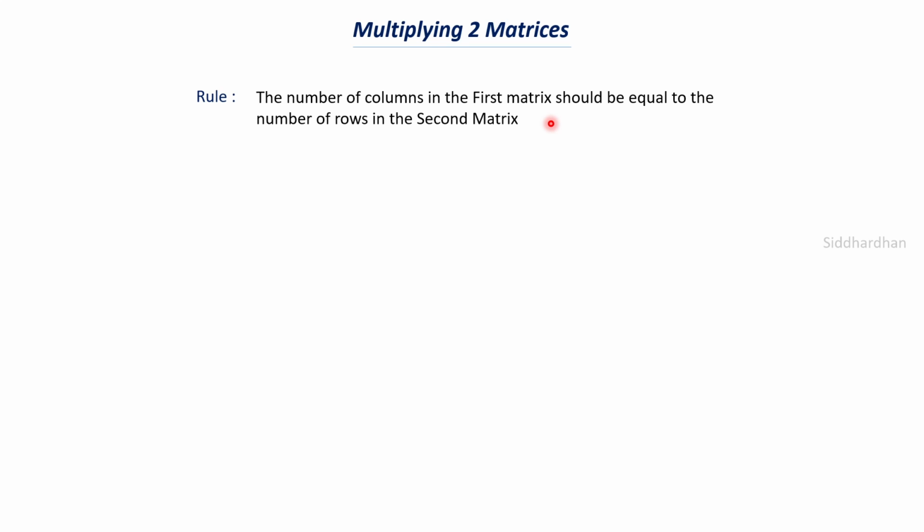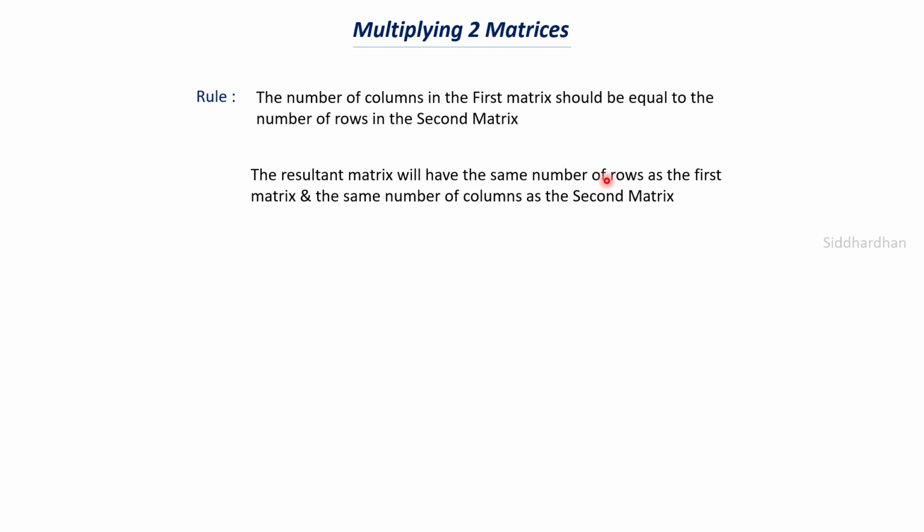But that is not the case in multiplication. It is kind of different, and the resultant matrix will have the same number of rows as the first matrix and the same number of columns as the second matrix. So you may not understand this particular line now, but when I explain the example, you might get it better. Okay, so let's try to understand this with an example.